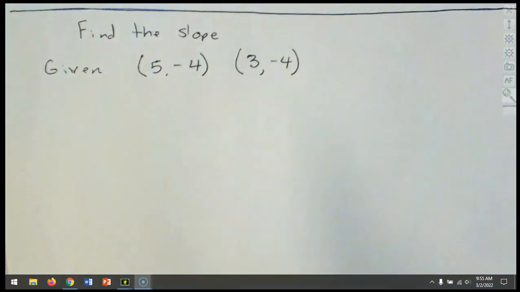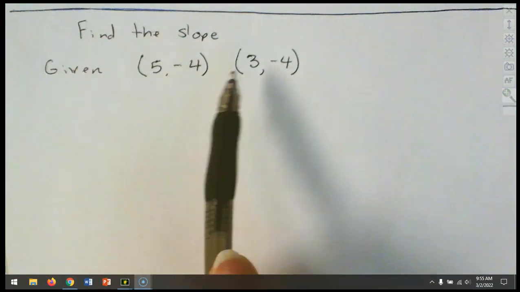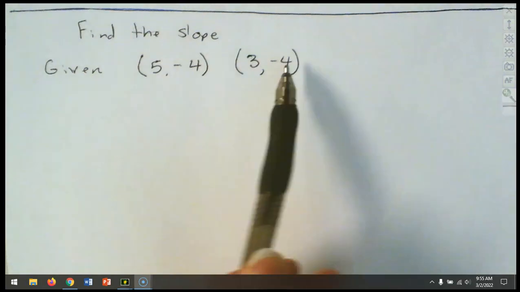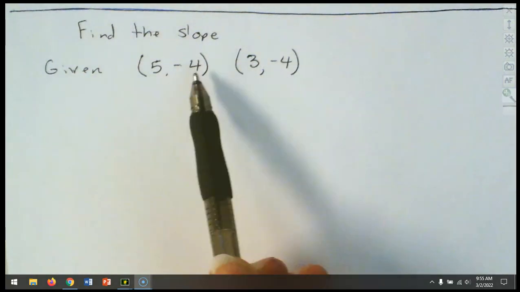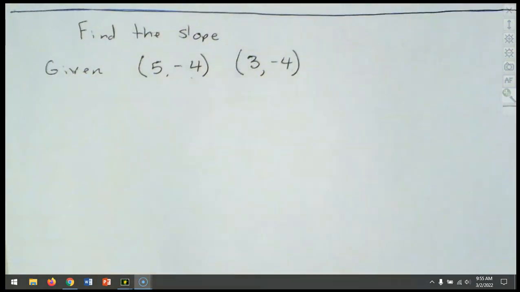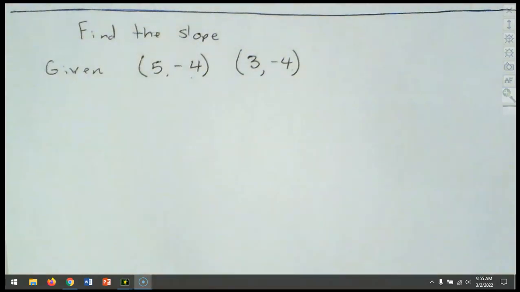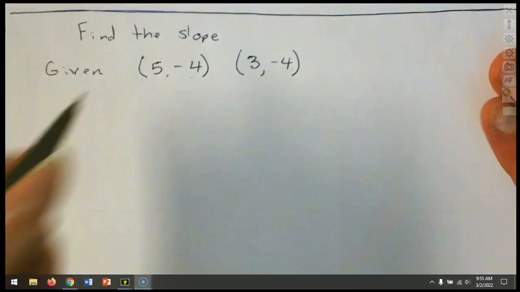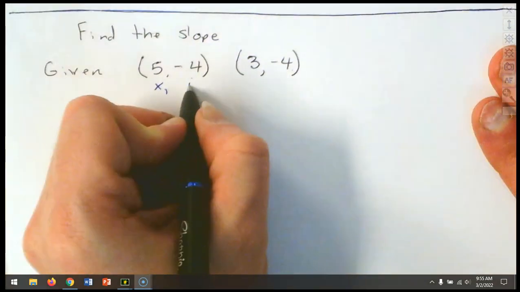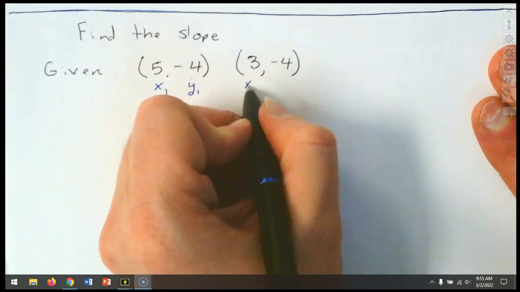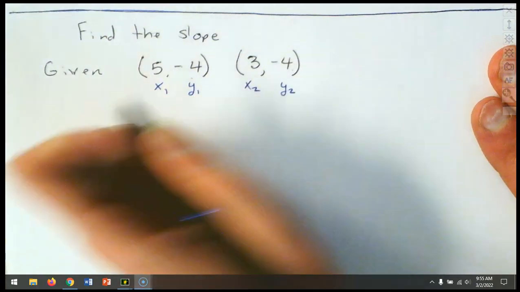Now, when you look at this, what do you notice at the very beginning? Well, you should notice that the y's are going to be the what? The same, okay? And that's going to change our slope a bit. It's not going to be a whole number. It's either going to be 0 or it's going to be undefined because these are the same. So let's work it out, and let's see what we've got. We've got x1, y1, x2, y2.